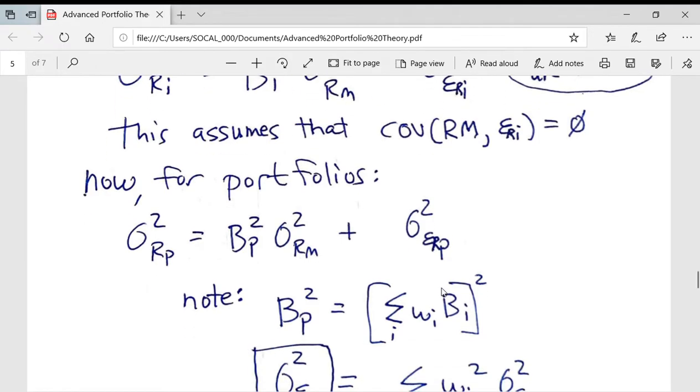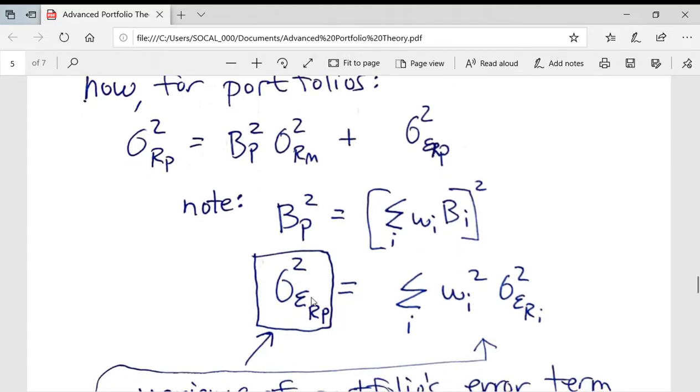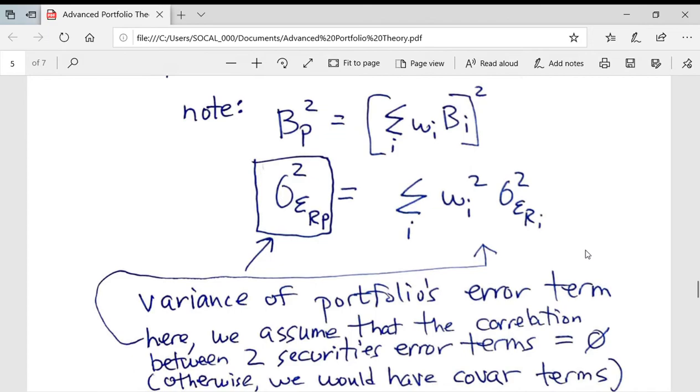portfolio's error term. And we note that the beta of the portfolio is a simple weighted average of the betas of the stocks that constitute the portfolio, and then we square it. And the variance of the epsilon, the error term for the portfolio, is just the sum of the squared weights times the variance of the residual for each individual stock. Notice we don't see any covariance terms here, okay?